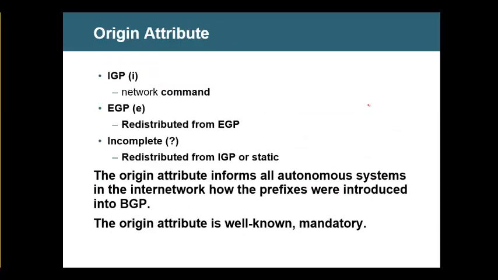Now, about the origin, I told you there are two types of origin. One origin is to explain whether this network is local to this router or coming from another router. That's not explained here. That will be explained by me while doing the lab. It's not in this presentation. But this is origin code.